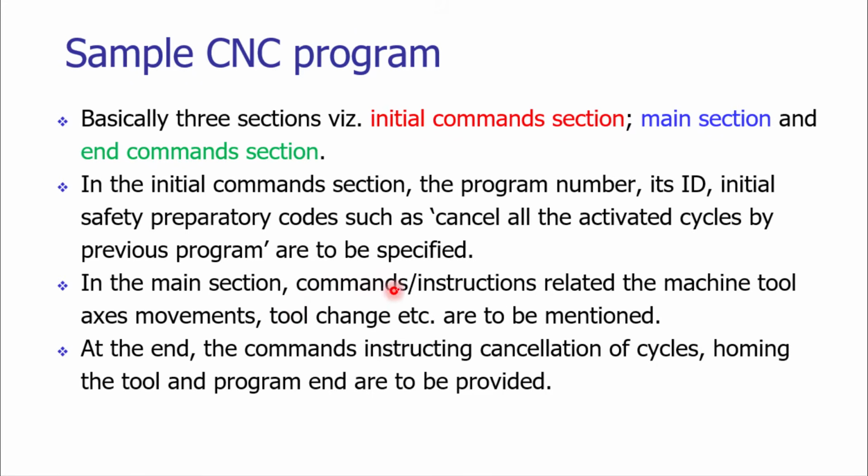In the main section, we provide the information about the interpolation, the position, distances, change of the tool, coolant on, and speed regulation. All these fundamental instructions are given in the main section. And at the end, there is the cancellation of the cycles. Whatever cycles were switched on during the main section are cancelled at the end, the tool is asked to go to the home position, and finally we complete the program by writing the program end command.